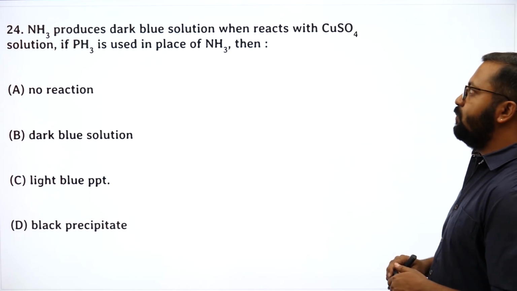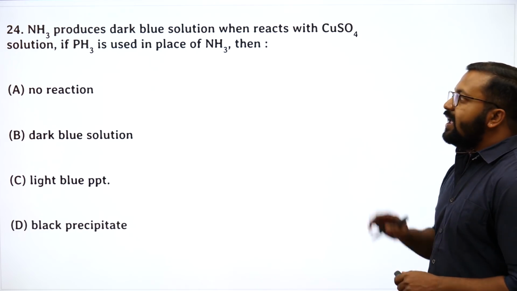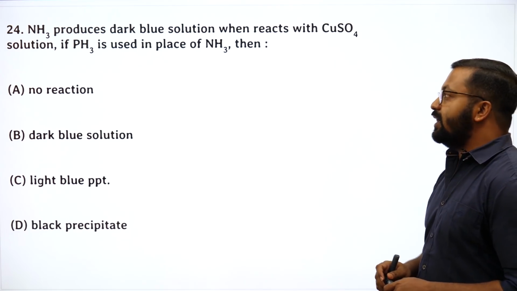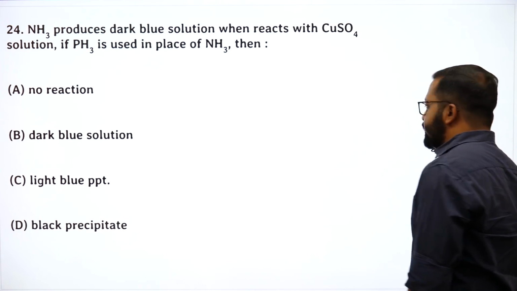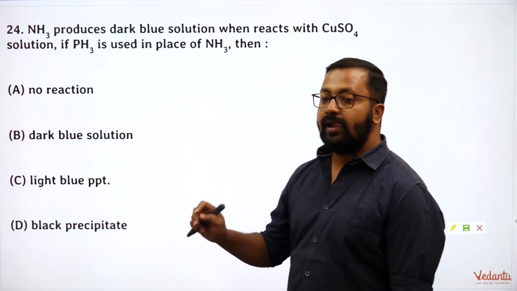NH3 produces a dark blue solution when it reacts with copper sulfate. If PH3 is used in place of NH3, then what will happen? It's a fact-based question. This observation you have to remember.